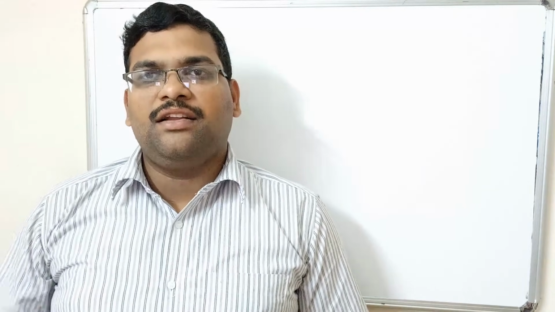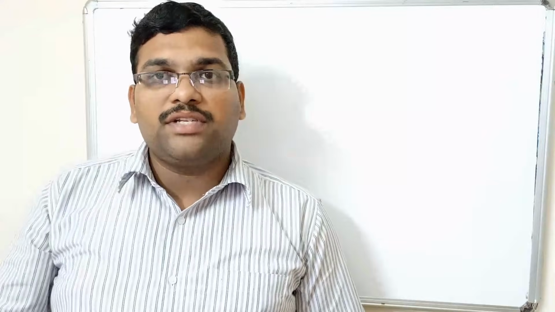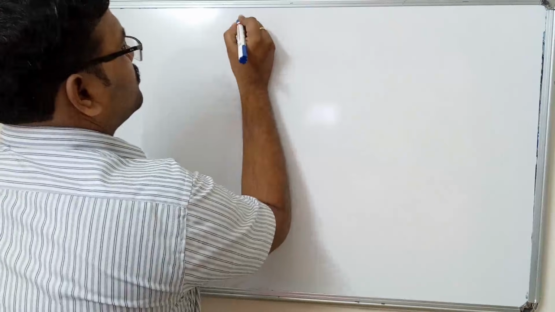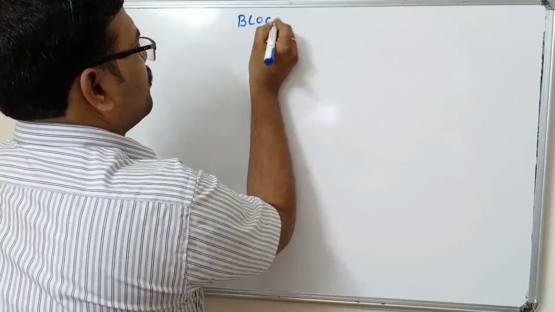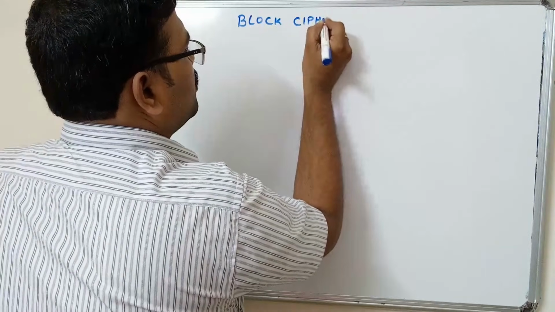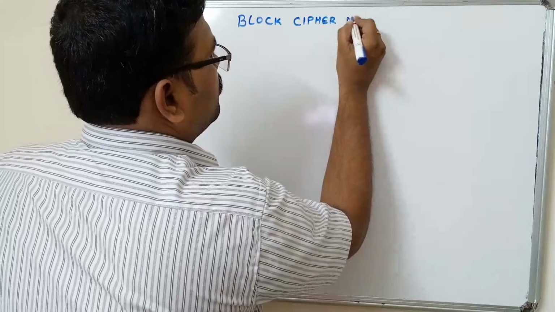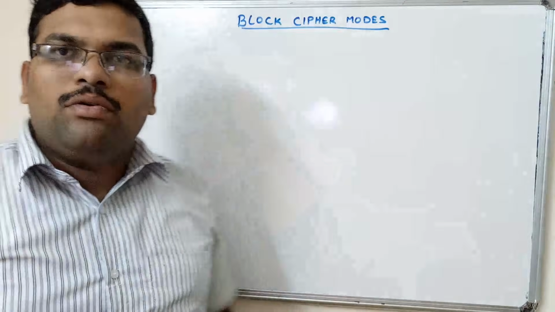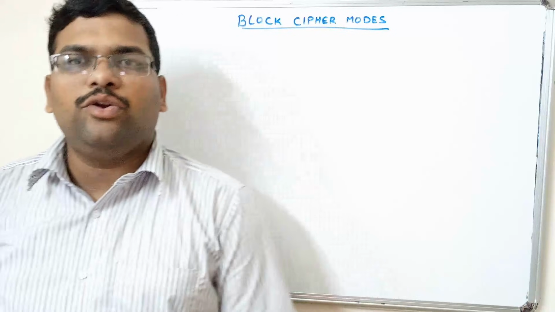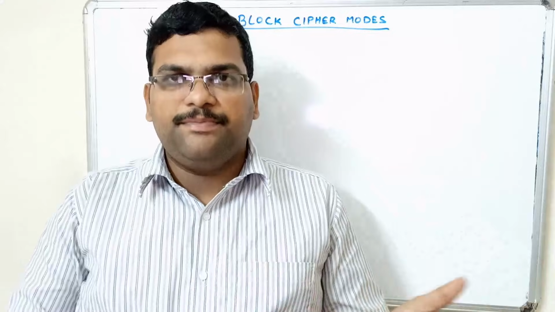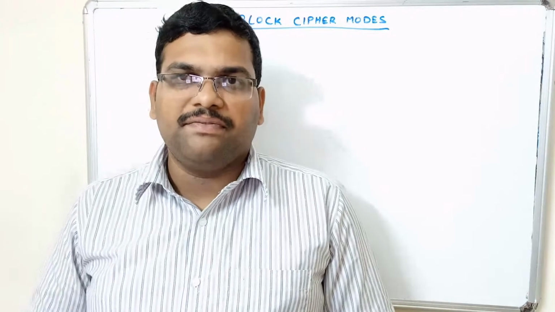So in today's session, let us have a look at one more network security concept, that is block cipher modes of operations. As we know, the encryption process can be done in two ways. One is the stream cipher, and another one is block ciphers.